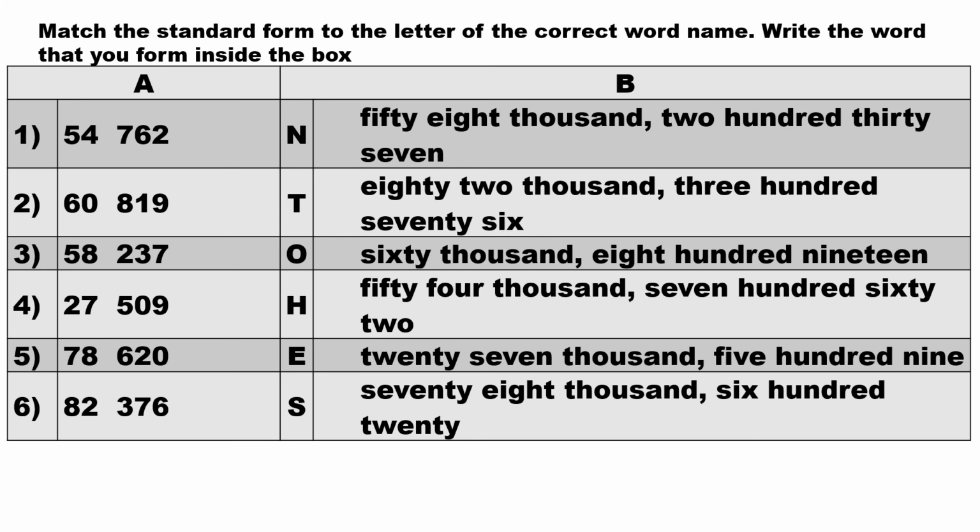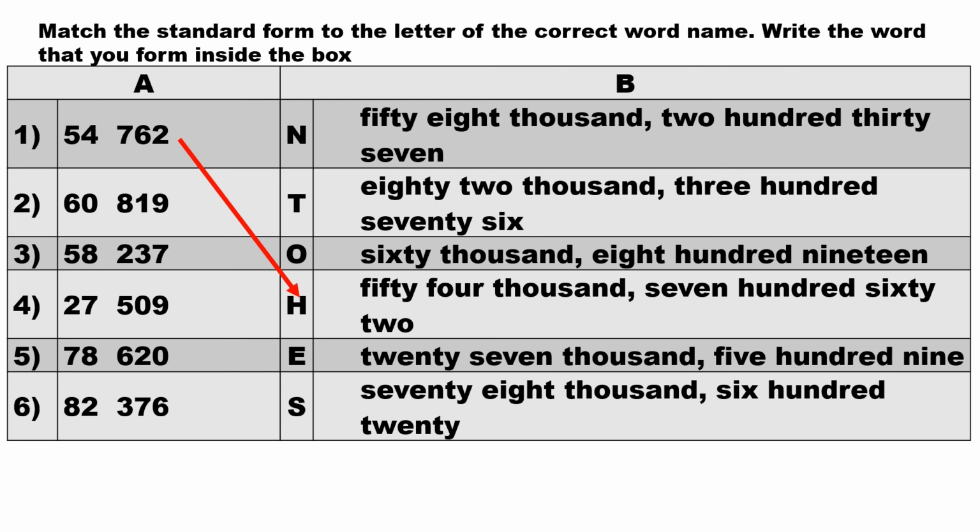Match the standard form to the letter of the correct word name. Write the word that you form inside the box. So, meron tayong buuin na riddles. So, ito yung number na inside the box. Number 1, 54,762. Ito yung standard form. Imamatch natin sa word name. And then, the answer is letter H, 54,762. So, H ang unang letter para makabuo ka ng word.